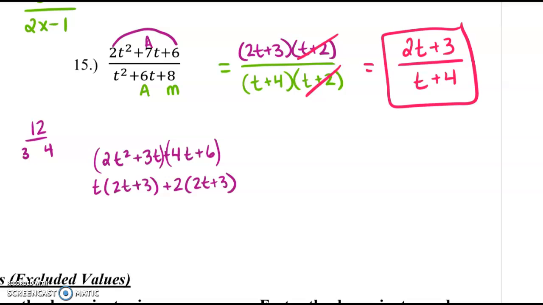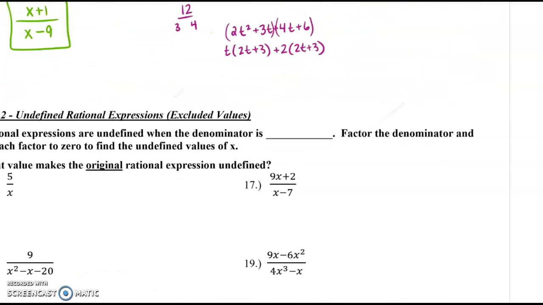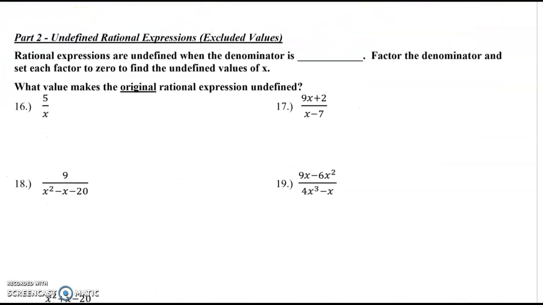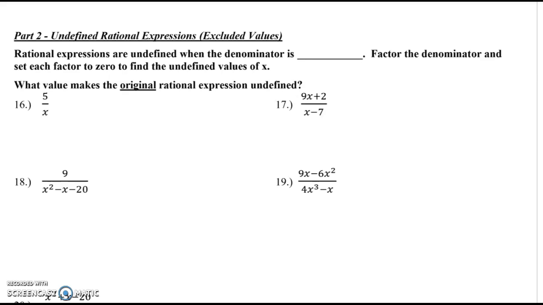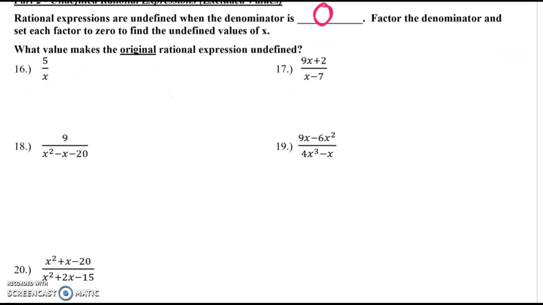All right, last thing I want to talk about are the excluded values. So the excluded values are when your rational expression is undefined, when the denominator is equal to 0. You can't have a denominator equal to 0. Okay, that's not possible. So we're going to factor the denominator and set each factor equal to 0. It has to be with the original. See how the directions say the original rational expression? So we're not simplifying anything. We're just setting the denominators equal to 0.